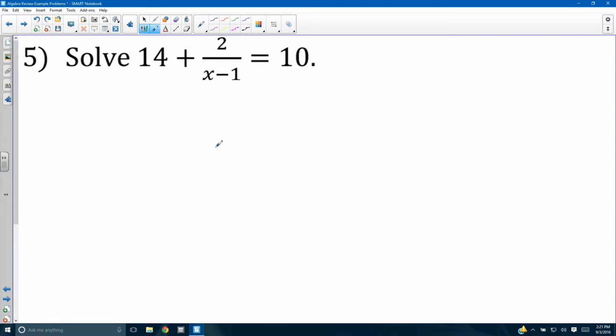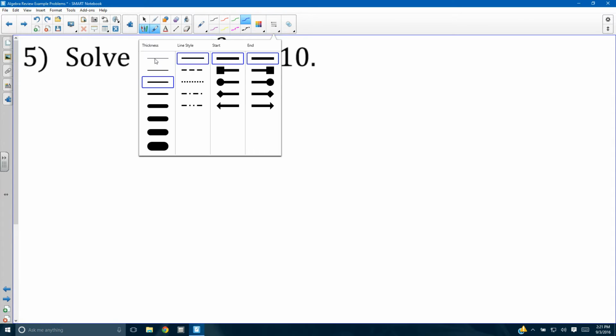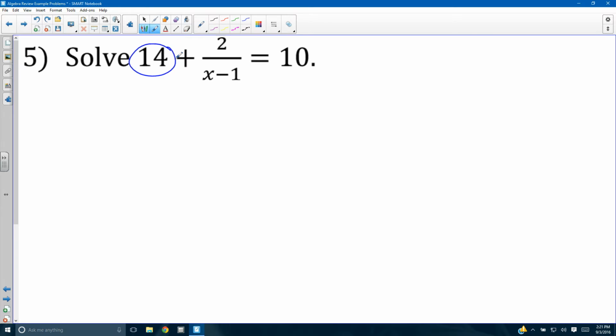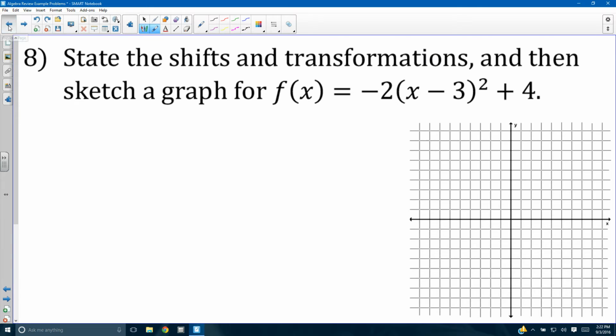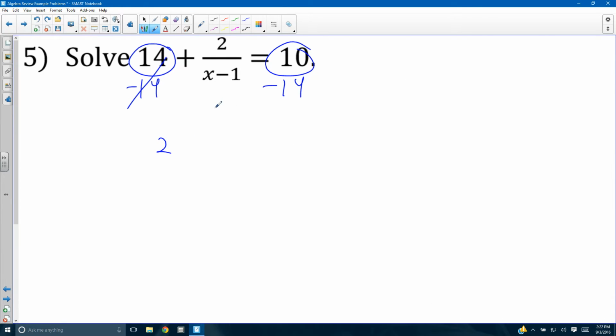Number 5, solve 14 plus 2 over x minus 1 equals 10. One way to do it is just find a common denominator for everything. But because I can combine like terms with the 14 and the 10, I'm just going to go ahead and subtract 14 from both sides here. I can show you the other way because I don't know if I run into another rational one here, so I'll do a common denominator one as well in just a bit. So I'll get 2 over x minus 1 equals negative 4.